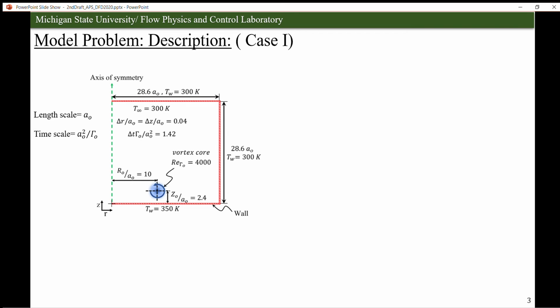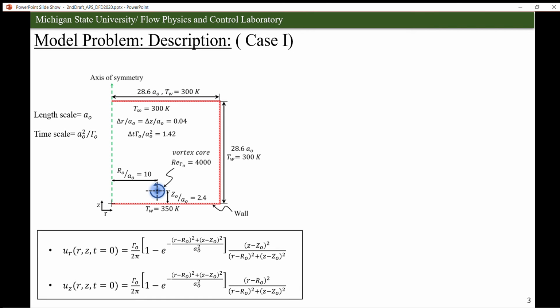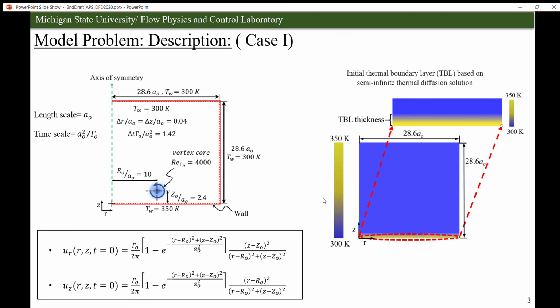We initialize the radial and wall normal velocity components using a Gaussian vorticity distribution in the vortex core, using the equation below. For the temperature field, we use the unsteady diffusion solution of the semi-infinite domain to avoid a step change in the temperature near the wall in the early evolution of the thermal boundary layer, and also to have a suitable thickness of the thermal boundary layer.